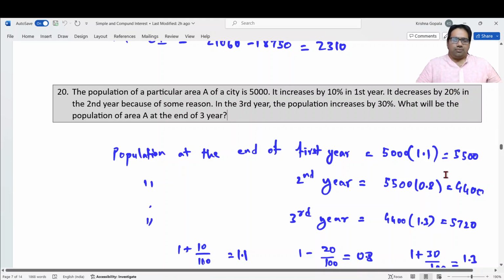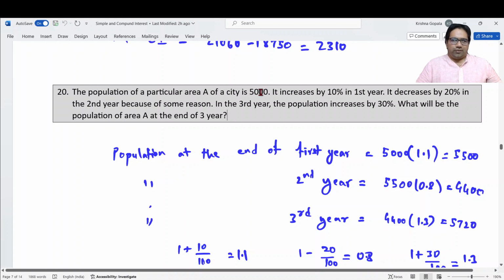5,500 into 1 minus 20 by 100. 20% is a decrease, so I can directly multiply by 0.8. 0.8 into 5,500. So by the end of the second year, it will be 4,400. Now, at the beginning of the third year, it is 4,400. And in the third year, the population again increases by 30%. So 4,400 into 1.3, which is 1 plus 30 by 100, 1 plus 0.3. So at the end of the third year, it will become 4,400 into 1.3, which is 5,720.